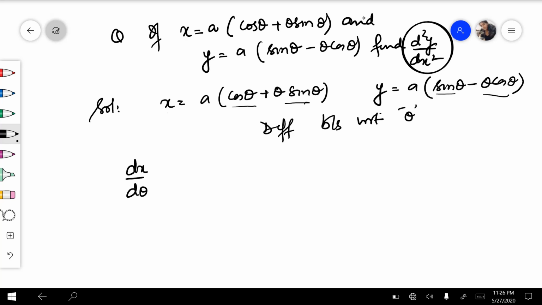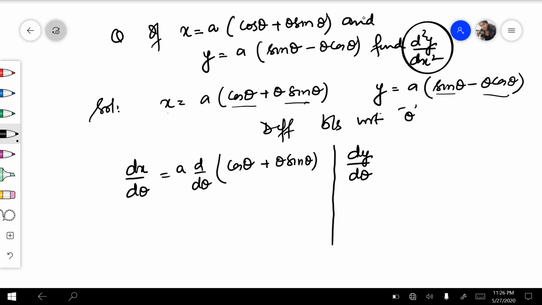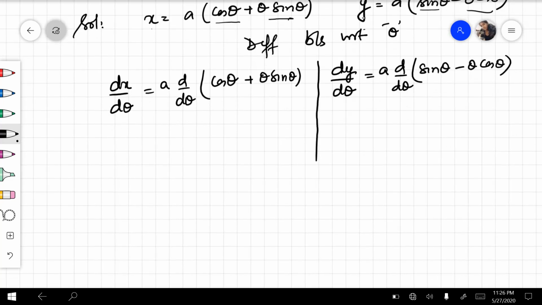तो डिफरेंशिएट बोथ साइड्स विद रिस्पेक्ट टू थीटा. सो मेरे पास dx upon d theta is equal to a into d by d theta of (cos theta plus theta sin theta) और simultaneously मैं dy by d theta भी फाइंड कर लूँ. This is equal to a into d by d theta of (sin theta minus theta cos theta).